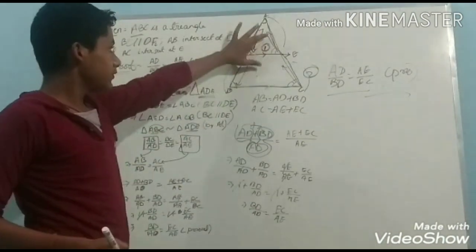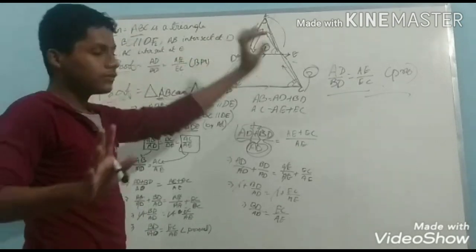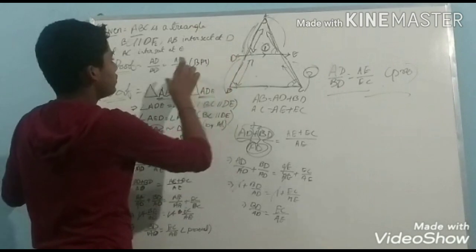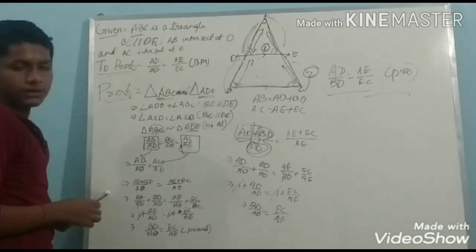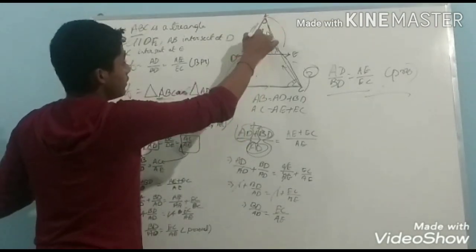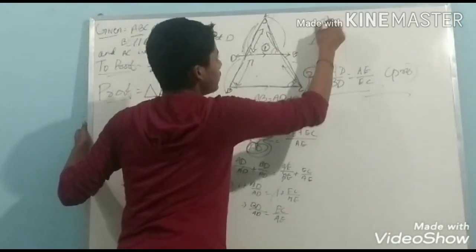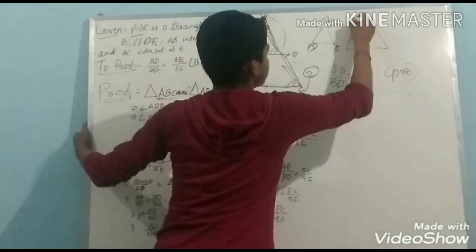So this line divides the triangle, though not into equal parts. So for proving AD by BD is equal to AE by EC, we have to show that this triangle ADE should be similar to ABC. I am showing you individually, okay?